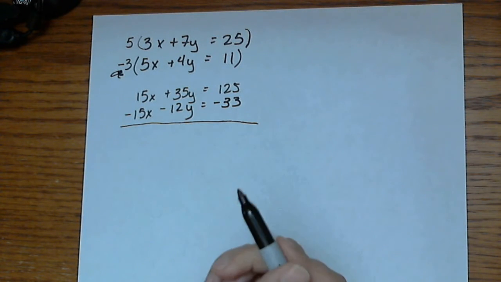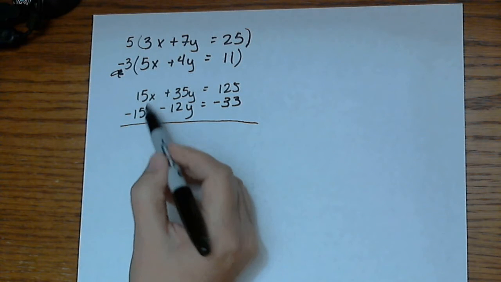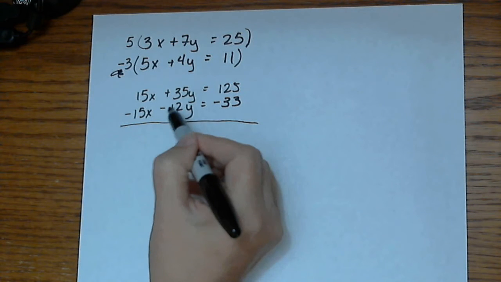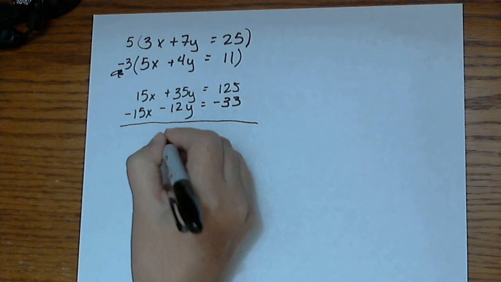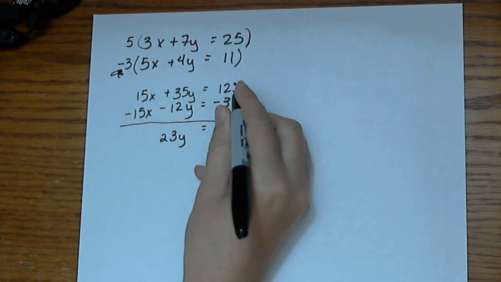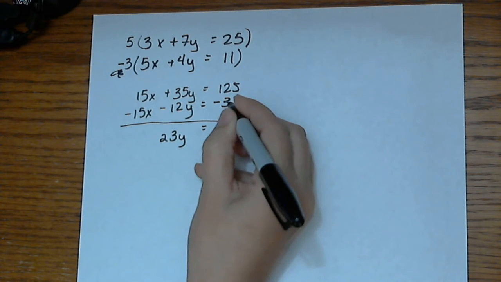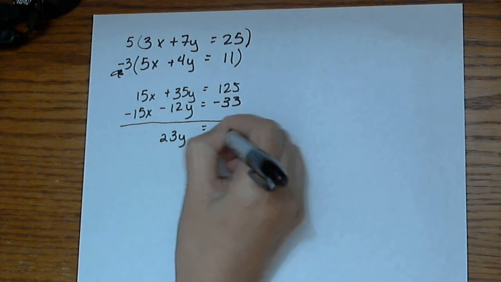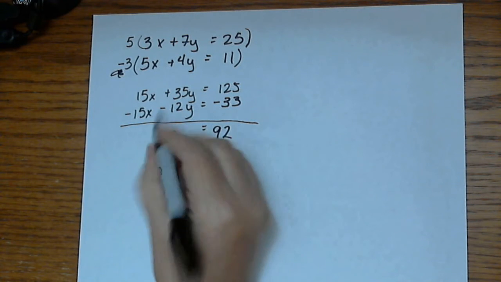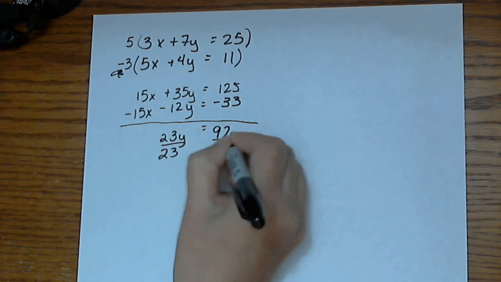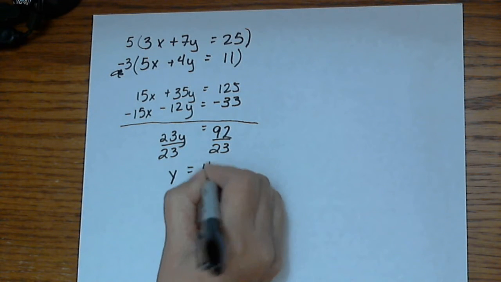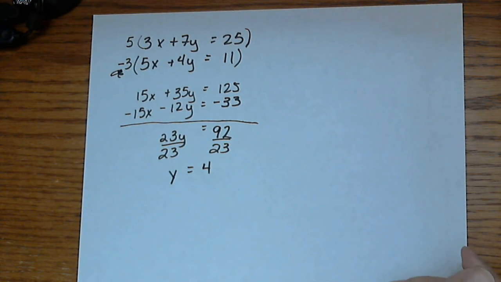Now I can add my equations together. 15x minus 15x is 0, which we don't need to write down. 35y minus 12y is 23y. And 125 minus 33 is 92, right? Y is still not by itself, so we divide by 23, divide by 23. Y is equal to 4. 92 divided by 23 is 4.